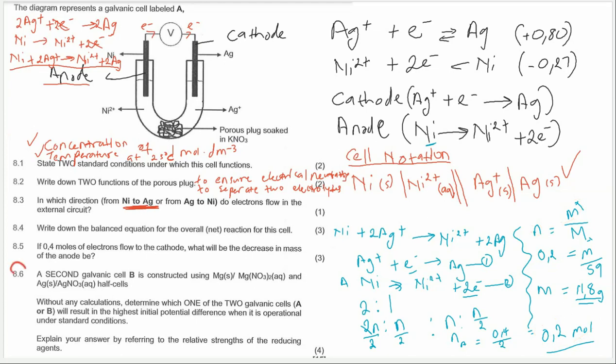So here's the last question, and they like to ask this question a lot, so you must pay attention to it. There's only one way to answer this question, and it's not that difficult either. They say a second galvanic cell B is constructed using magnesium. They give you the cell notation of this. If the cell starts with magnesium as a solid, this means this is the side of the reaction which is the anode.